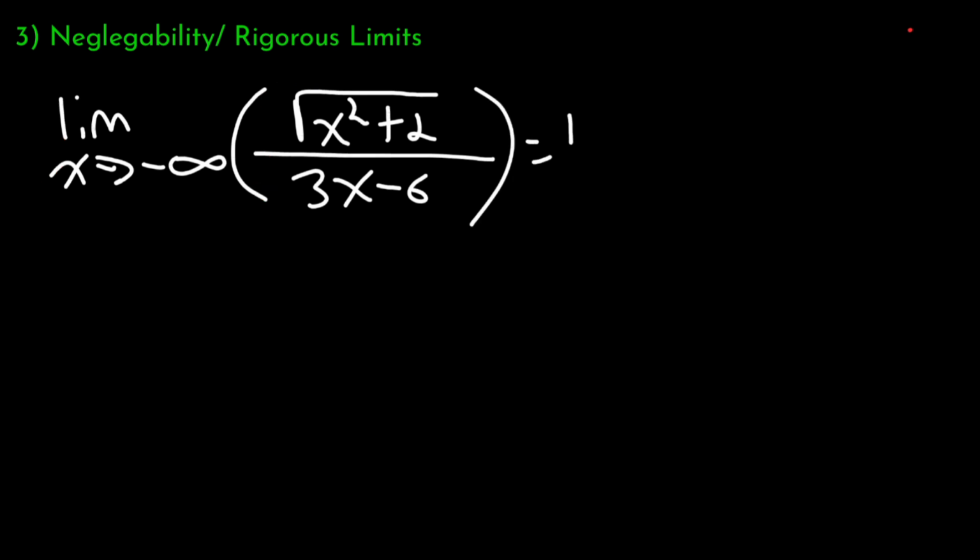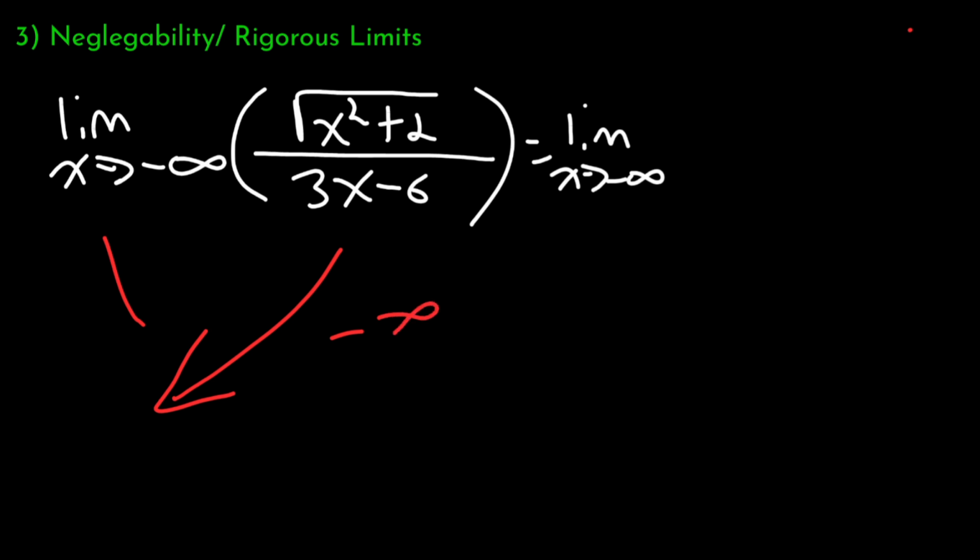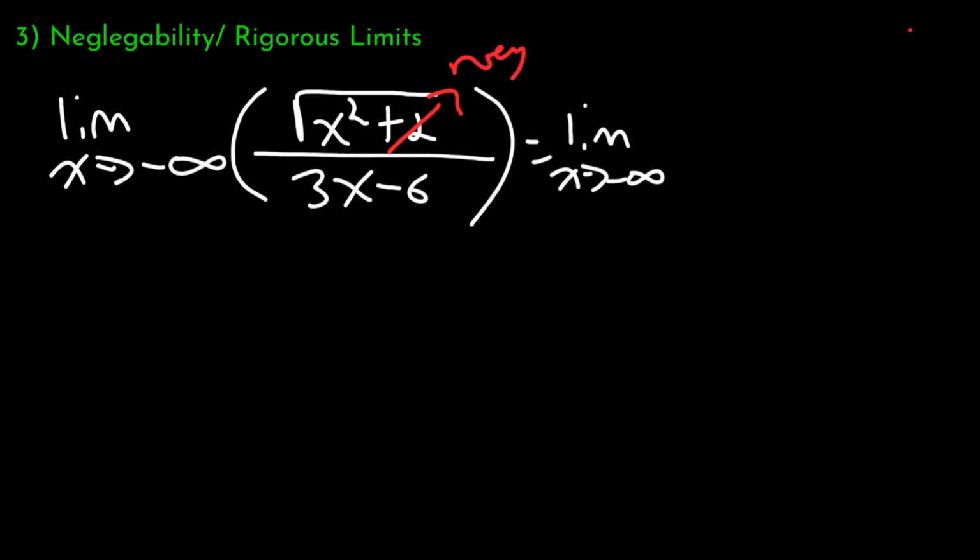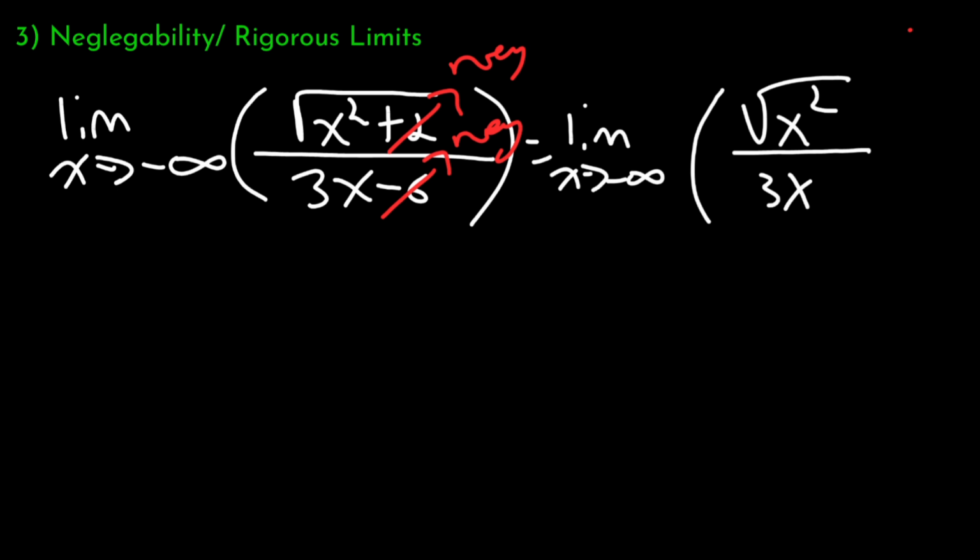So this is going to equal the limit as x goes to negative infinity of... alright, now let's think. Before we plug in any values, what's going to be negligible as we go to negative infinity? As we go to negative infinity forever, what doesn't matter in the long run? Well, that's going to be 2 and negative 6. Those don't matter. So we're left with this: the limit as x goes to negative infinity of root x squared over 3x.